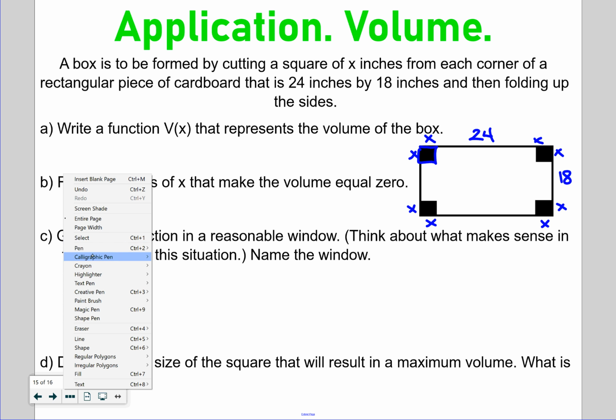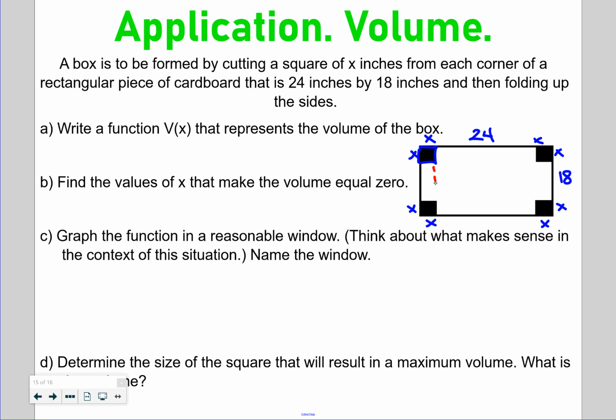So if you can imagine if those little black squares were gone, what I would be left with, if I folded here, here, here, and here, I would have 4 flaps that I could fold upward, and I'd be left with a box that did not have a lid on it. So an open box is what we're creating here. We want to write a function that represents the volume of the box. So volume is length times width times height.